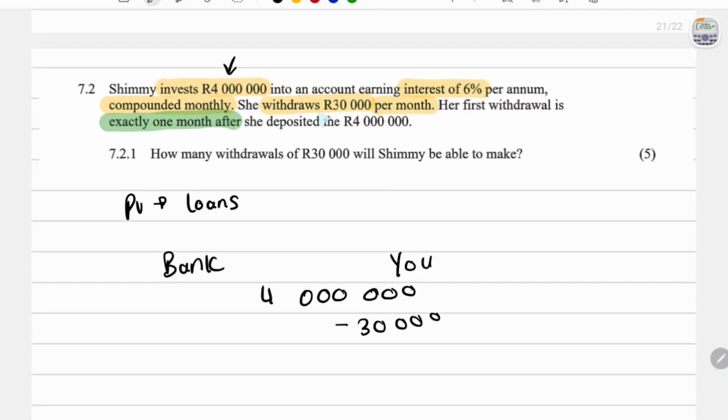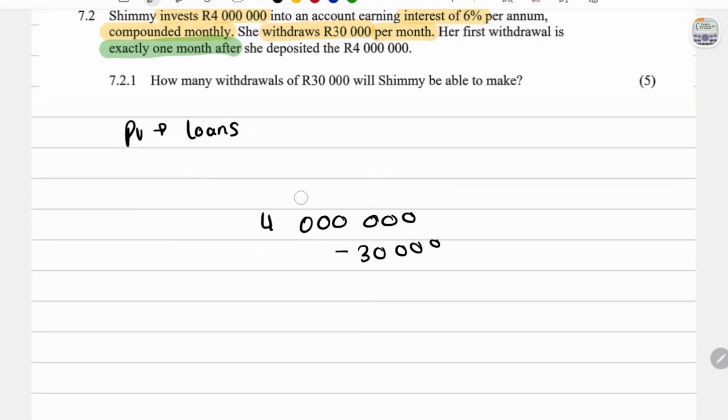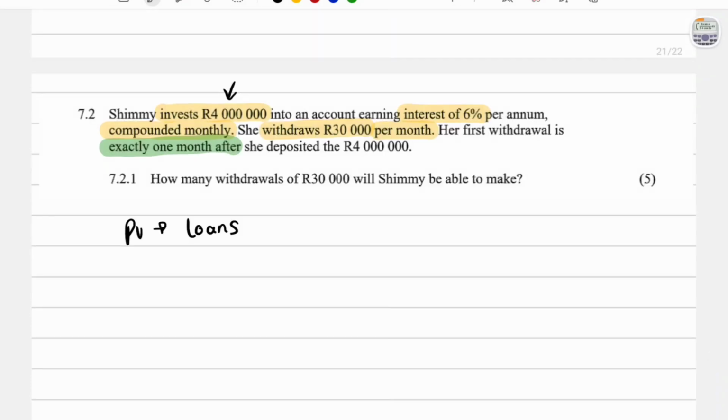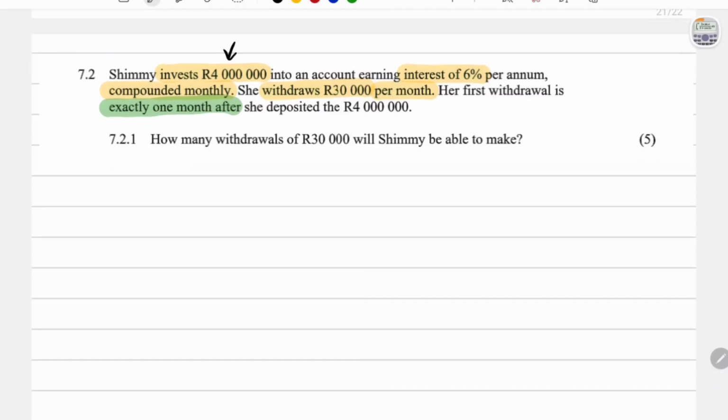She has money, but she's going to be withdrawing 30,000 every month. So it's really a situation of not really loans, but we're going to use present value here because that's really how it is working. It's like she and the bank are kind of like switching places. She's lending money to the bank this time in the form of an investment. Okay, so let's go ahead and see what this is going to look like.